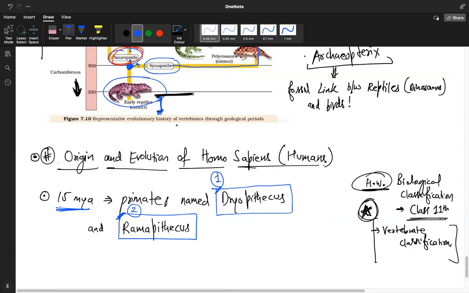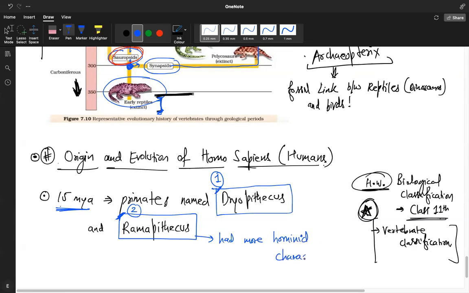Now, in that too, it is believed that they both used to live together. So they also diverged. And this one group, Dramapithecus, write down, had more hominin or hominid characters.